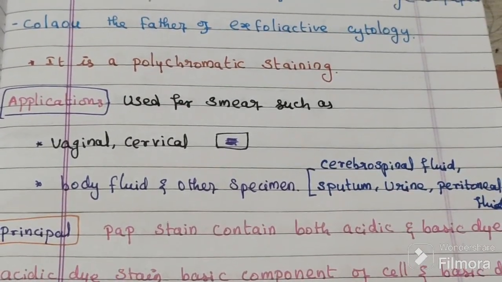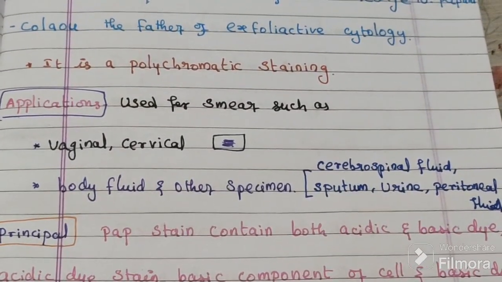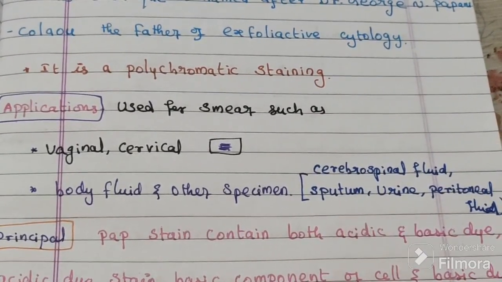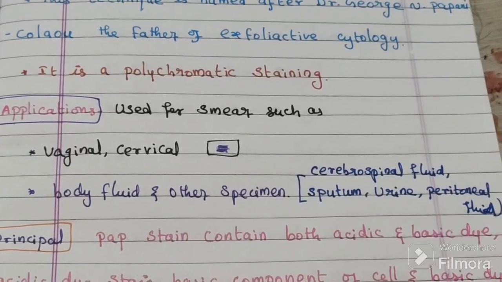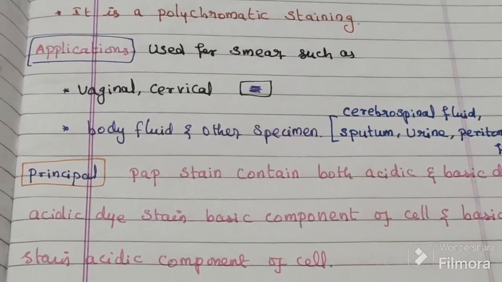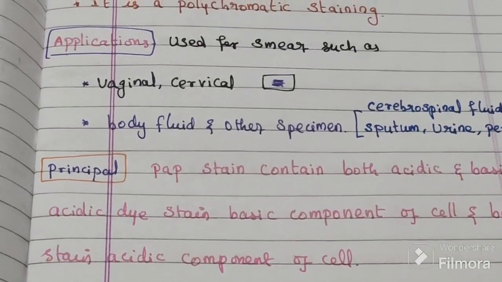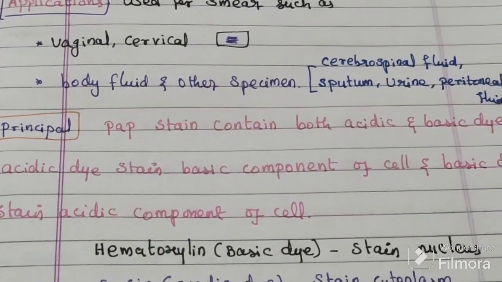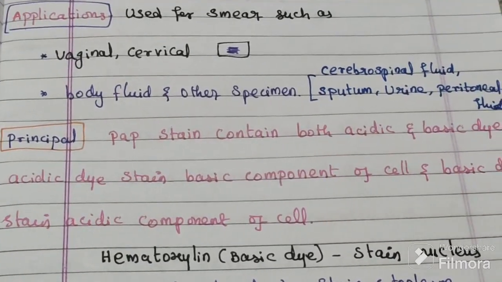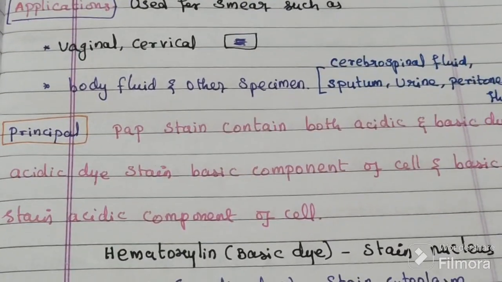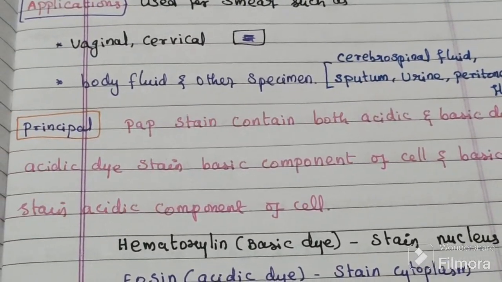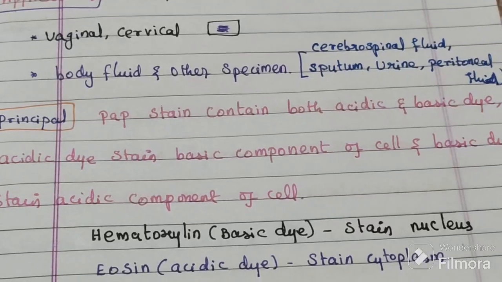It is a polychromatic stain containing multiple dyes to differentially stain various components of the cell. Next is the principle of PAP staining. PAP staining contains both acidic dye and basic dye. Acidic dye stains the basic component of the cell. Basic dye stains the acidic component of the cell.